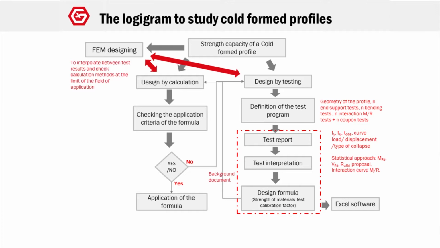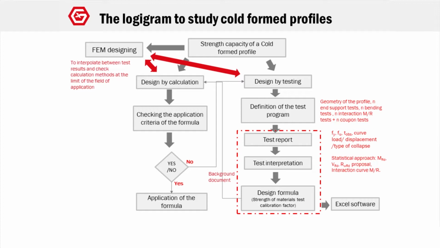The problem appears when it is no. In this case, you have no choice. You must make a design by testing. What is a design by testing? First, you have to carry out a test program. In this test program, you will define the geometry of the profile, the number of end support tests, the number of bending tests, the number of interaction bending moment and support reaction tests, and end coupon tests.